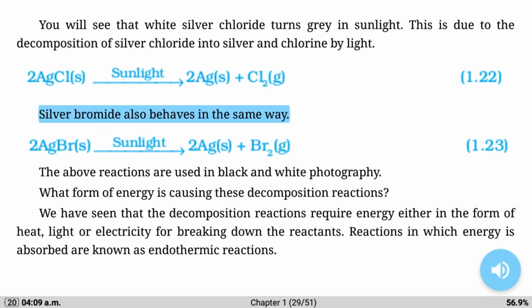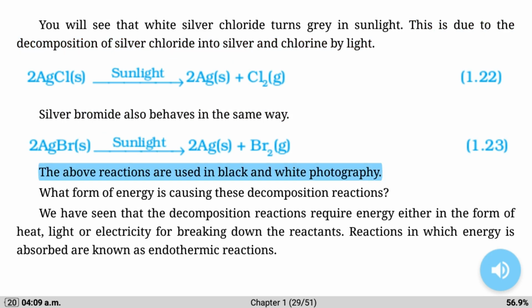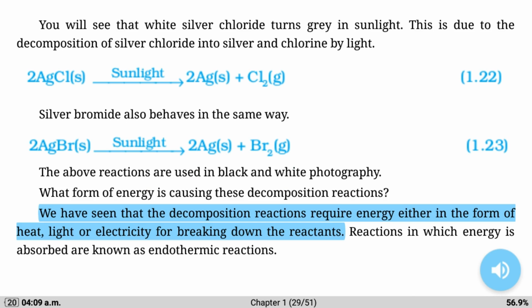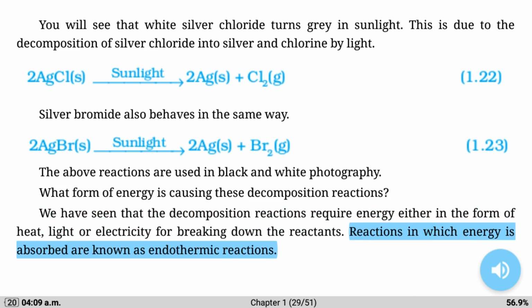Silver bromide also behaves in the same way. The above reactions are used in black and white photography. What form of energy is causing these decomposition reactions? We have seen that the decomposition reactions require energy, either in the form of heat, light, or electricity, for breaking down the reactants. Reactions in which energy is absorbed are known as endothermic reactions.